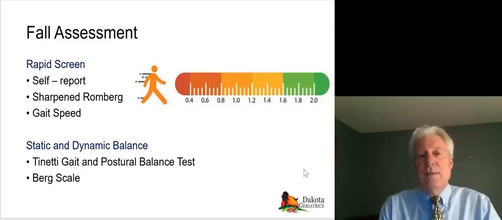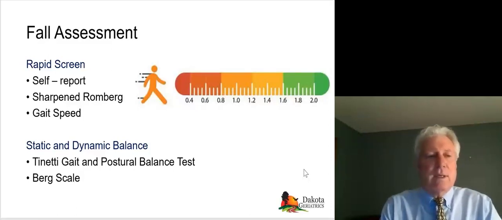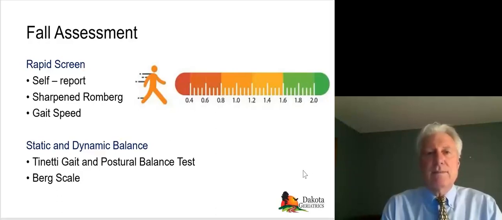And then also gait speed is a very, very powerful measurement of not only fall risk, but also dementia risk. And then we're not going to talk too much about the gait scale balance test. We will talk shortly here about the Berg scale, which is typically performed by physical therapists.